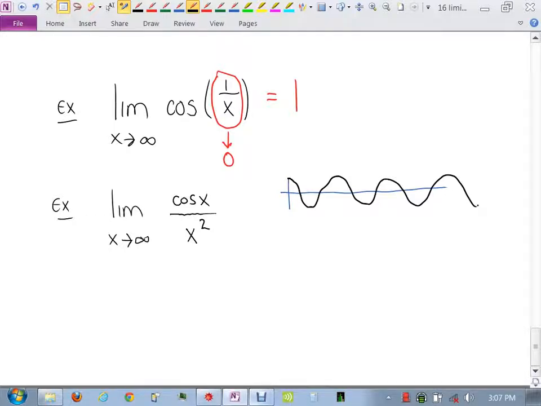But where's the bottom one headed? Where's the x squared on the bottom headed to? What's infinity squared? Infinity. So we don't have infinity over infinity here, right? We don't have fixed over infinity because cosine is changing. But what we do have is a new term we're going to use: bounded over infinity. What do I mean by bounded?